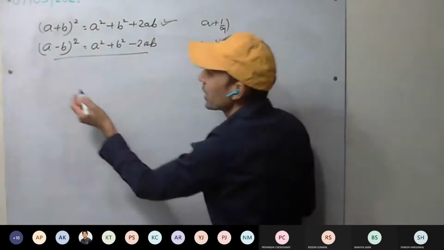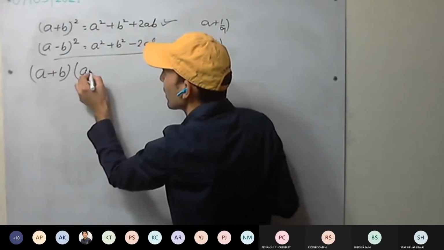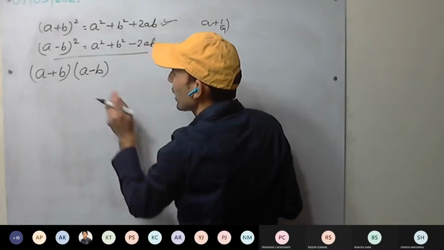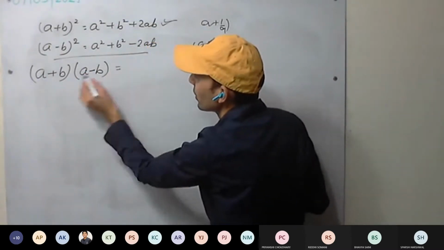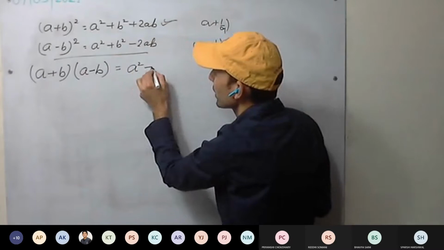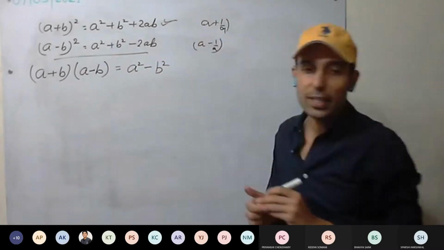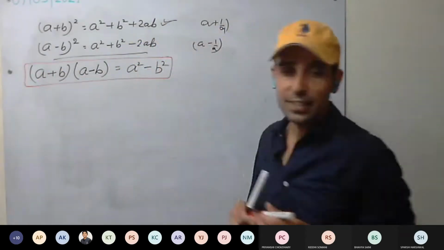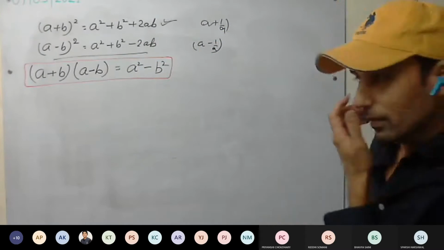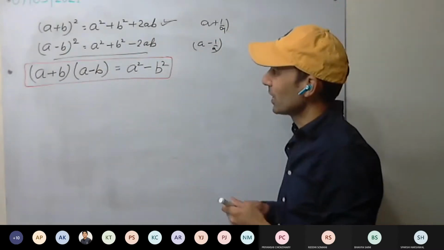Next, the most liked one: a² − b². This should be our favorite identity. It solves most of our problems very easily if you remember this one.